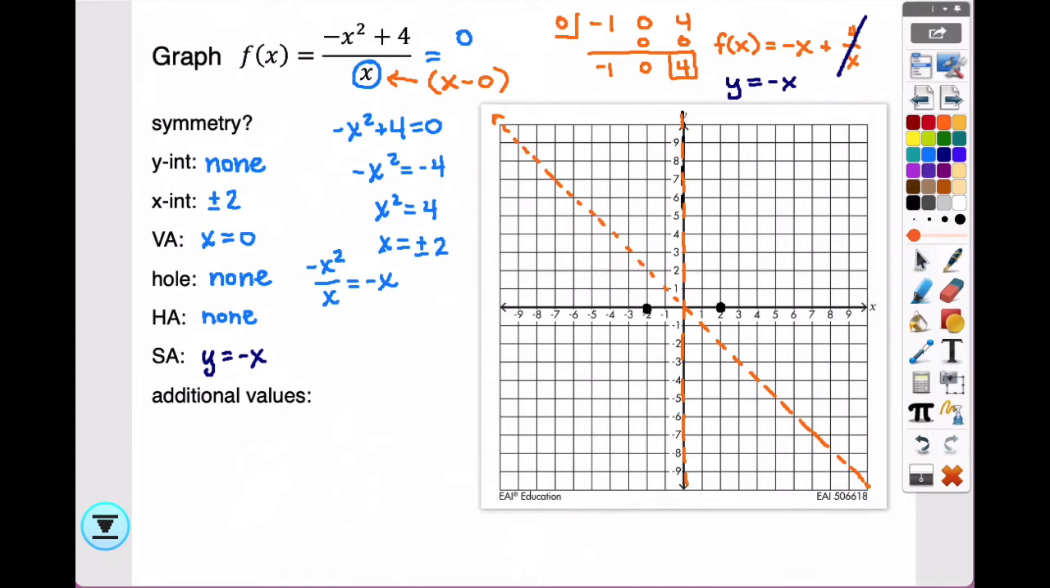Let's just maybe try another point or two. The points I like to try are the ones near the vertical asymptote. So I'm going to try a -1 and a +1 and just see how those come out. I'm getting -3 for that one, and +3 for that one. I think this is an origin symmetry, an odd function, right?